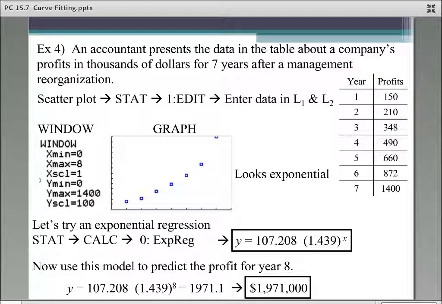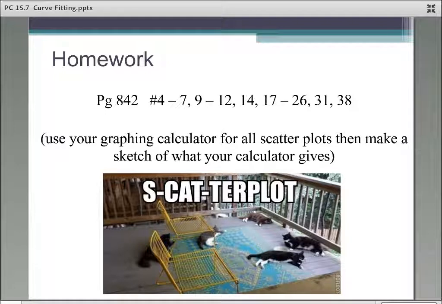All right. I think that's it. Next slide is your homework. Hopefully all of that made sense. And here's your homework. Page 842, those problems. What we want you to do is go ahead and use your graphing calculator for all the scatter plots, and then just make a sketch of what your calculator gives you. On your homework, write a little sketch of what your calculator gives.